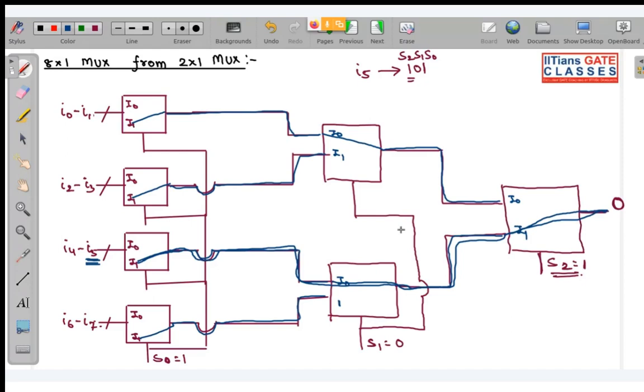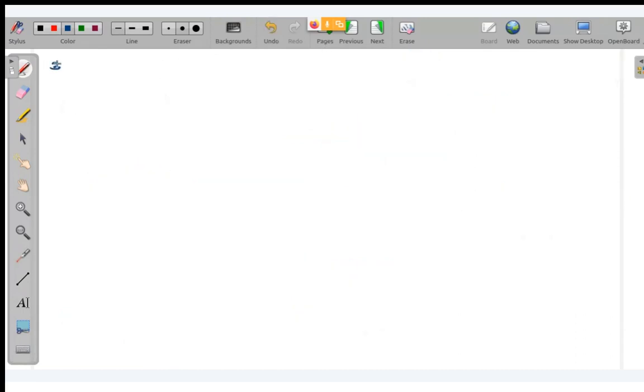See, this will not be asked to you in the GATE exam. They will ask you how to construct an 8x1 mux using 2x1 muxes. How many total 2x1 muxes will be required for an 8x1 mux? You are going to say 7: 4 plus 2 plus 1. So 7.